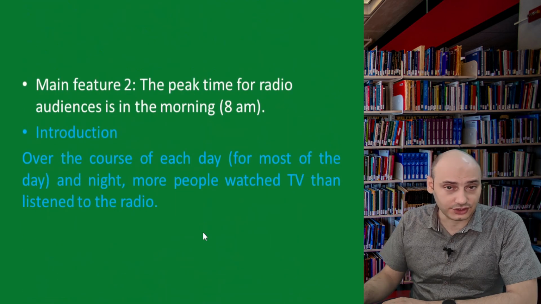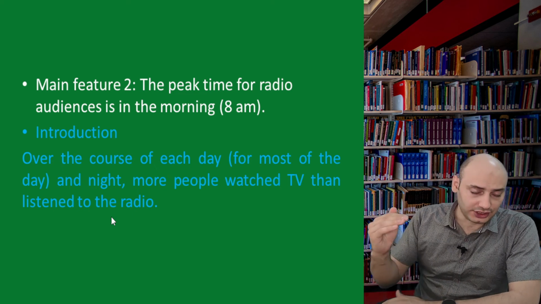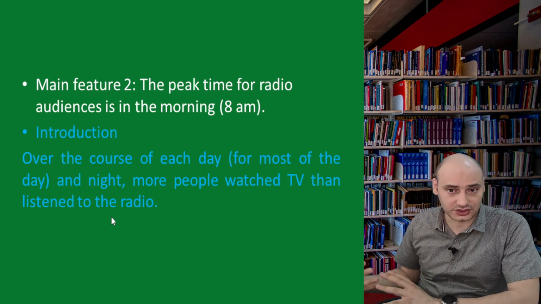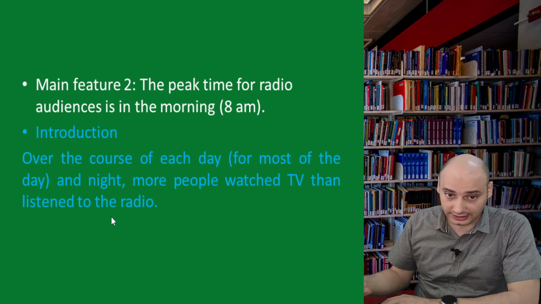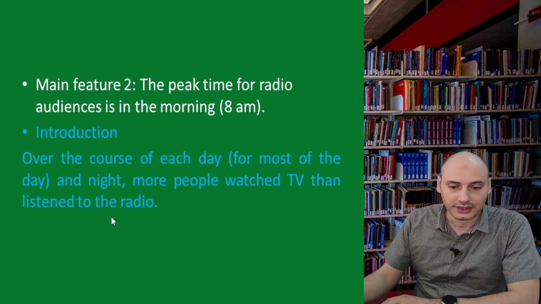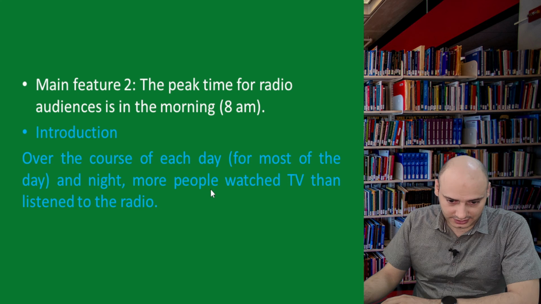Now this is feature number 1. And in feature number 2, the peak time for radio audiences is in the morning at 8 a.m. You can say over the course of each day and for most of the day and night, more people watch TV than listened to the radio. So you were changing the main feature into this sentence. You can stop the video or pause the video, look at the line graph again and see how we wrote these two sentences.